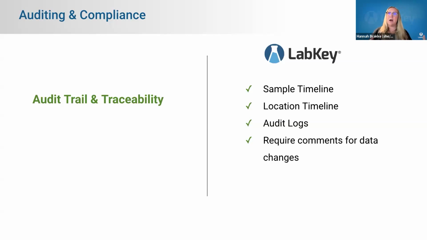And then we also have our full audit logs, which are essentially a separate view on these sample and location timelines, but they're aggregated into grids. And so people can sort and filter. They can't change anything, but you're able to look at much larger sets of data at one time. And then lastly, we also have the ability to require comments for data changes. By requiring these comments, you can always include the reason for why data changed as well.